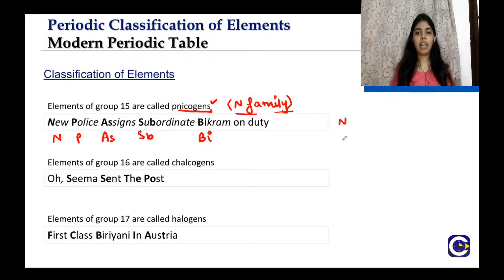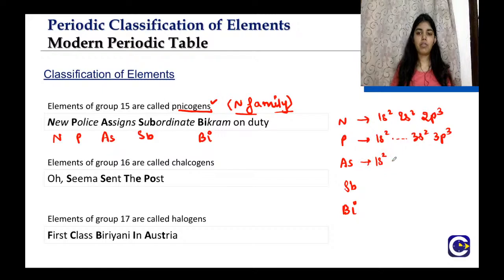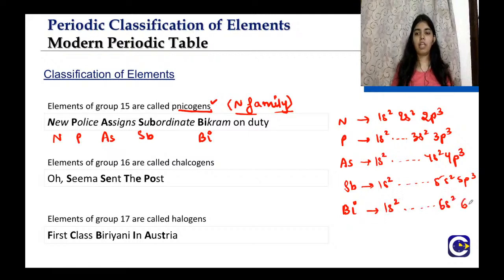So if we write down the electronic configuration, it is 1s2, 2s2, 2p3. This will be from 1s2 to 3s2, 3p3. This will be from 1s2 to 4s2, 4p3. Antimony will be 1s2 to 5s2, 5p3. Bismuth will be from 1s2 to 6s2, 6p3. So the general electronic configuration of the nitrogen family is ns2, np3. The outer shell configuration, ns2, np3.